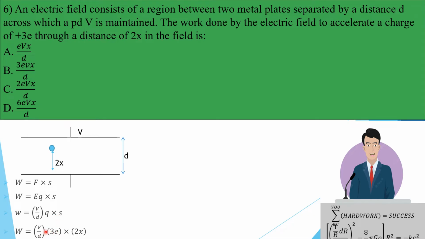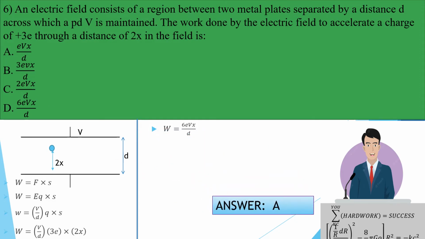So you realize that, but what is our q? The charge on the particle is just 3e. The s, the distance the particle moves, is 2x. So we multiply all of those together. We have 6eVx over d. So our answer is A.